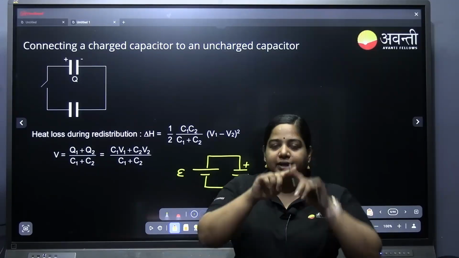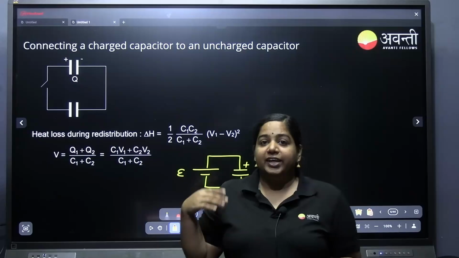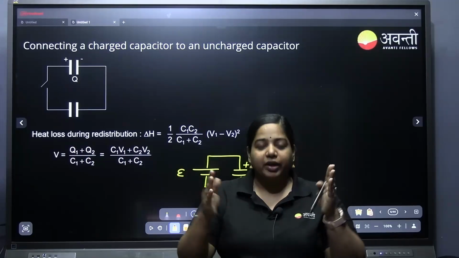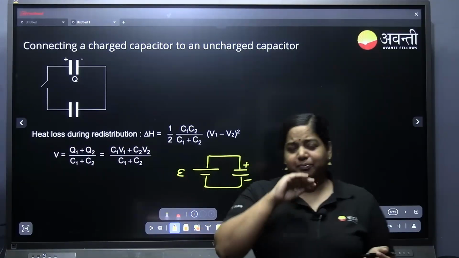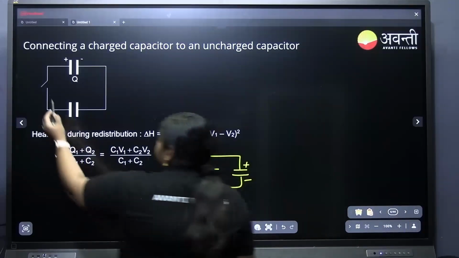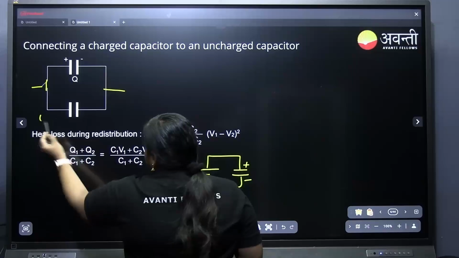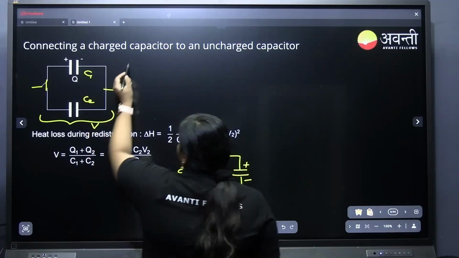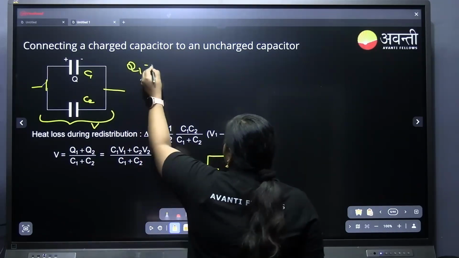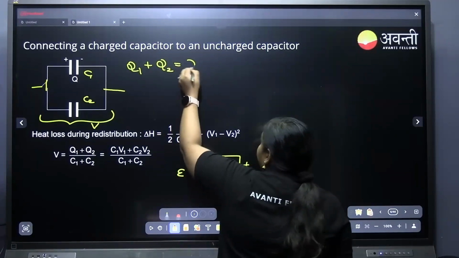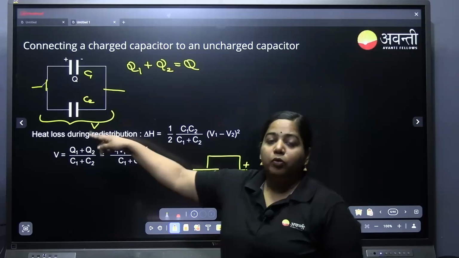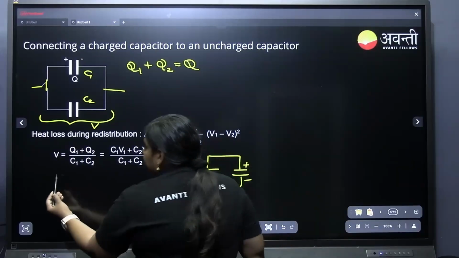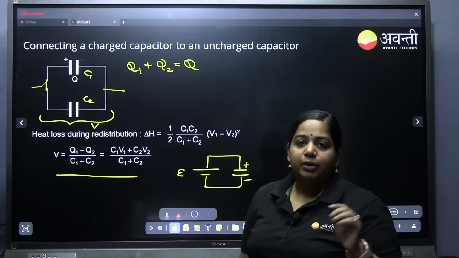When we close the connection, what will happen? Charge will flow and get distributed. It will distribute in such a way that both capacitors will be at the same potential. So if you connect this across this, both will have the same potential V. This is C1, this is C2. We know that the charge on 1 will be Q1 and the charge on 2 will be Q2. This will be equal to the total charge Q, and both have the same potential also. With this, we can find the potential across both. What will be the value of V?